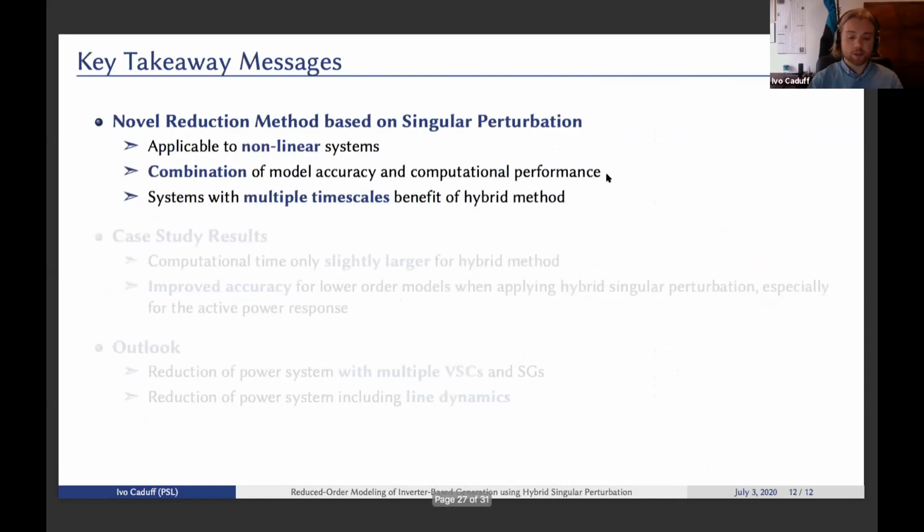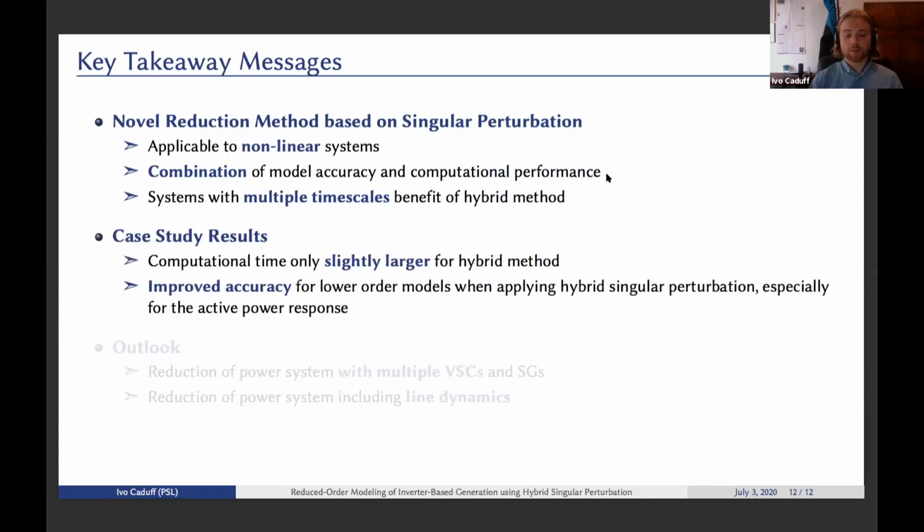And with that, I would like to sum up the key findings of our work. We introduced a novel reduction method based on singular perturbation. This method is applicable to nonlinear systems, and it combines the advantages of zero and first order singular perturbation. This method is especially useful when more than two distinct timescales are present in the model and can then be taken advantage of.